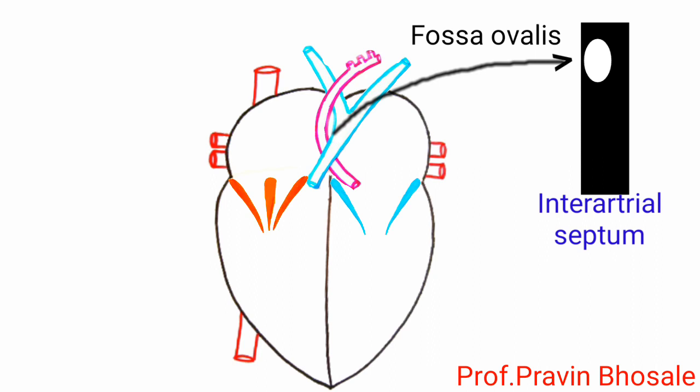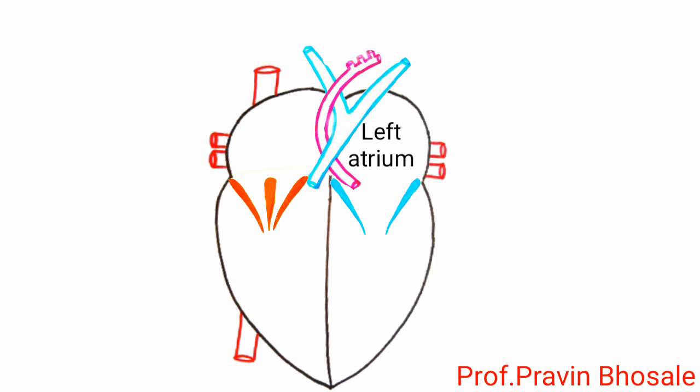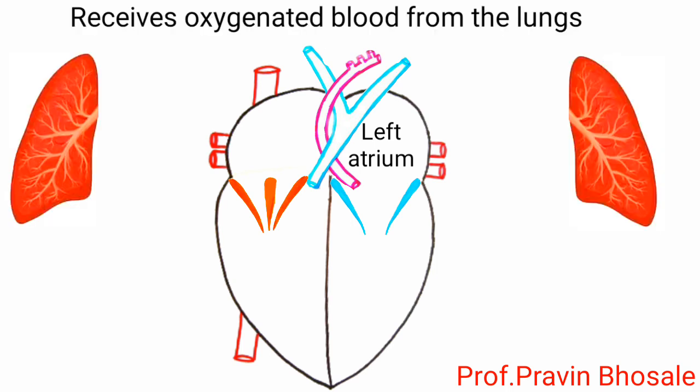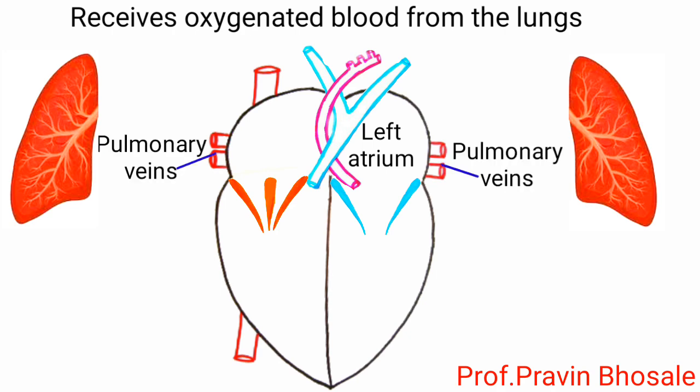An oval depression, fossa ovalis, is present on the right side of the interatrial septum. It represents the remnant of the foramen ovale, an oval opening in the interatrial septum of the fetus. The left atrium receives oxygenated blood from the lungs through 4 openings of pulmonary veins.